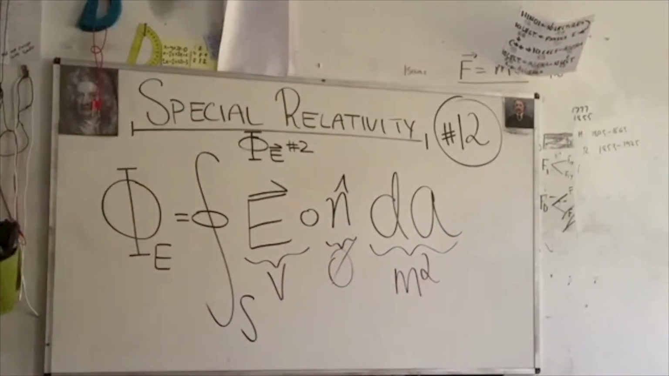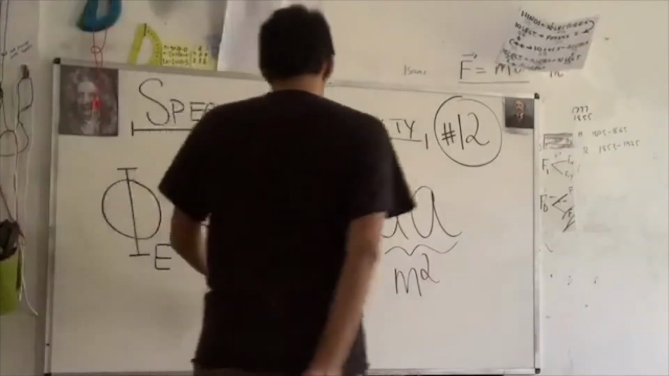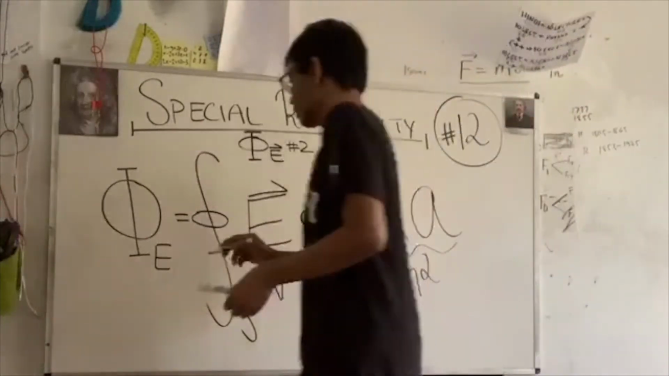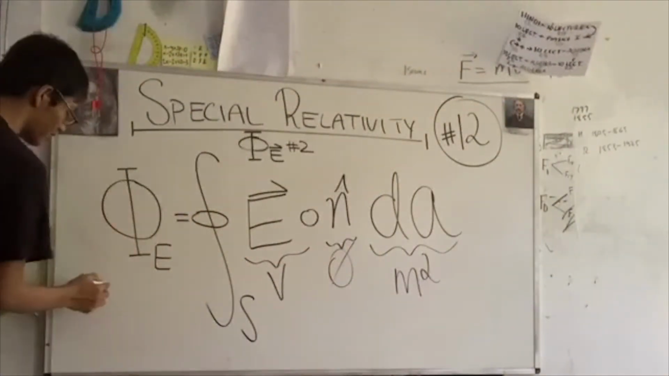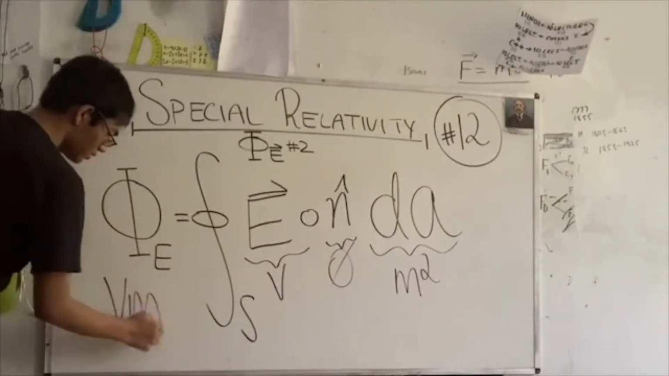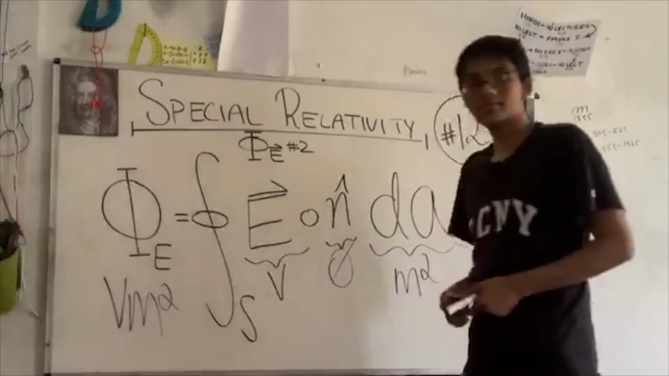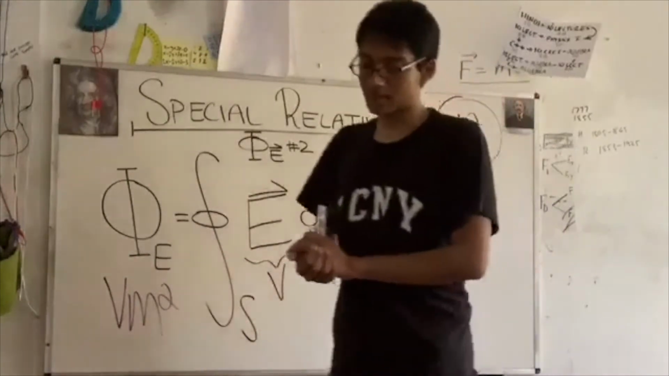Now, take some time to really consider this formula. Why does it have to be volt meter squared? Well, as I just showed you, the electric field is measured in volts, the area measured in square meters. So the units for electric flux is simply going to be volts square meters. Okay, that's enough for electric flux.